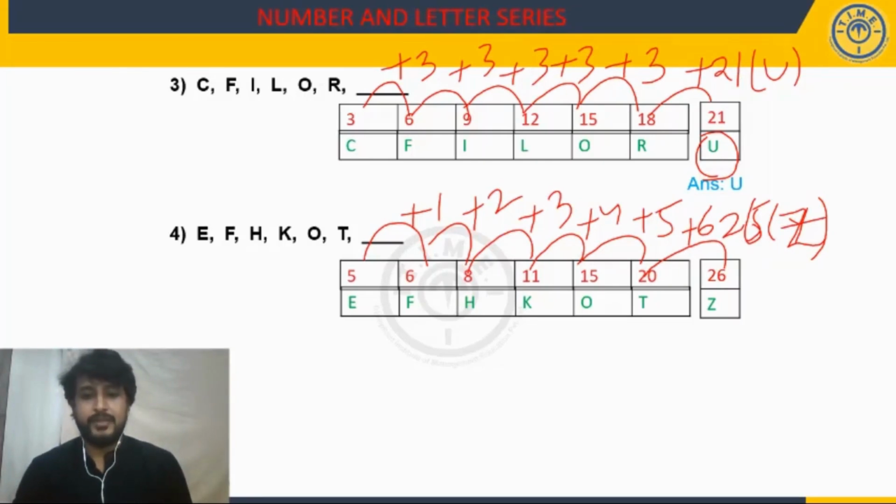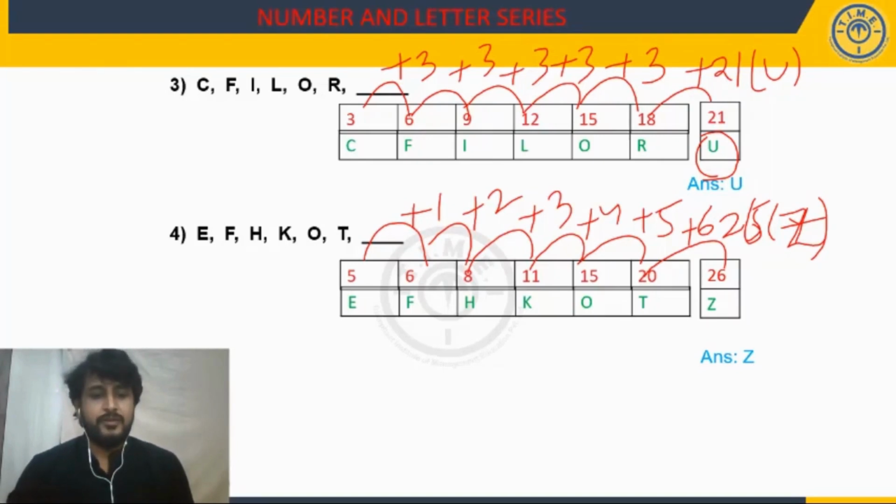Okay, please take a note of the logic. Plus 1 plus 2 plus 3 plus 4 plus 5 and plus 6. And the 26th letter is Z. Answer is Z. So this is the advantage that we have. If you remember the place values of the letters, you can complete questions in less time.